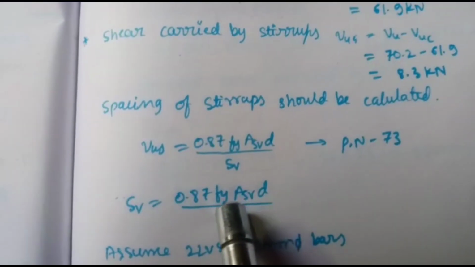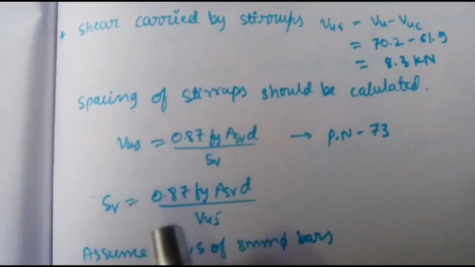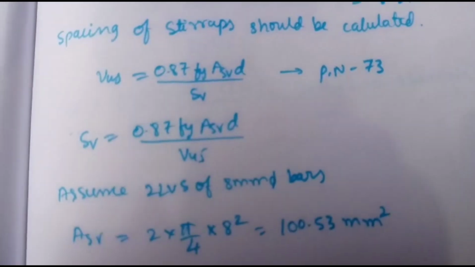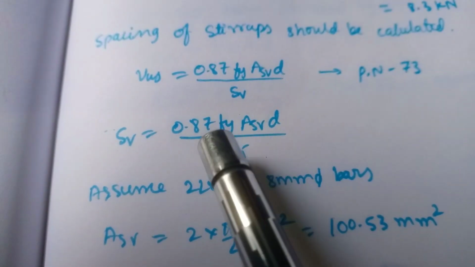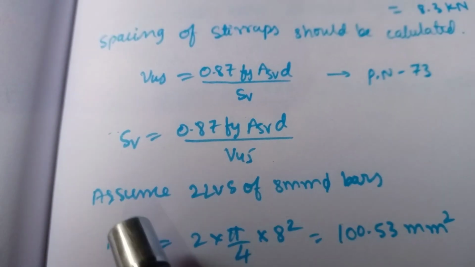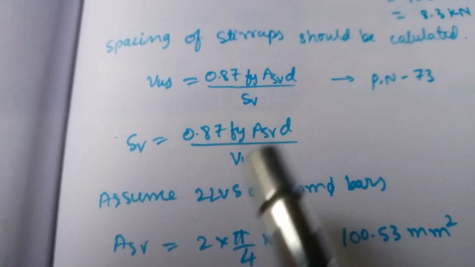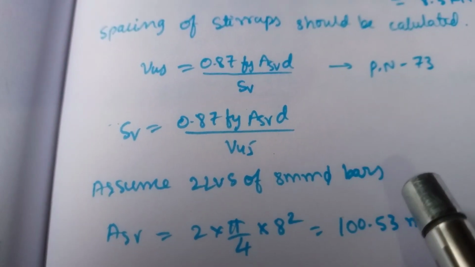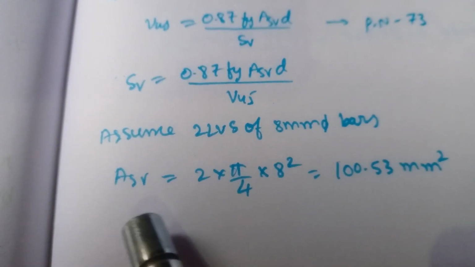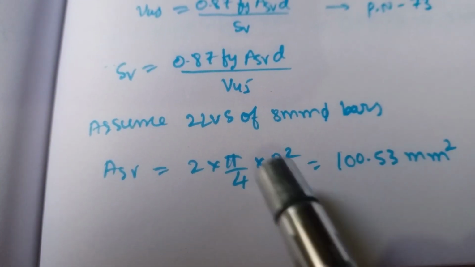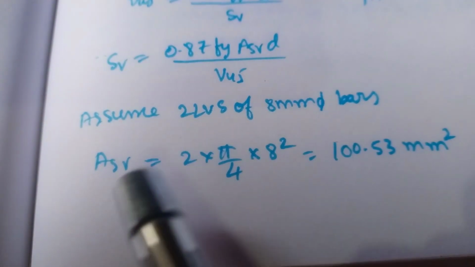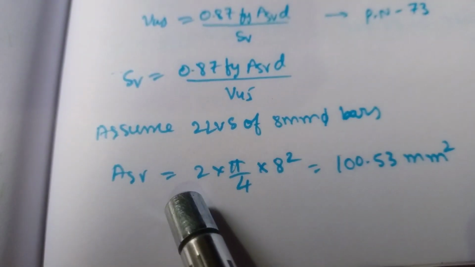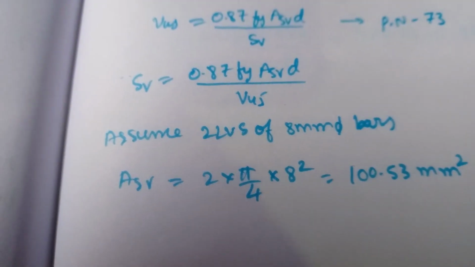So here what is unknown? We have the value of Vus, d and Fy. So what's unknown here? Asv is unknown. So for the calculation of the Asv, again assume two-legged vertical stirrups of 8 mm diameter bars. So Asv is equal to 2 into pi by 4 into 8 square. After simplifying, we will get Asv value as 100.53 mm square.